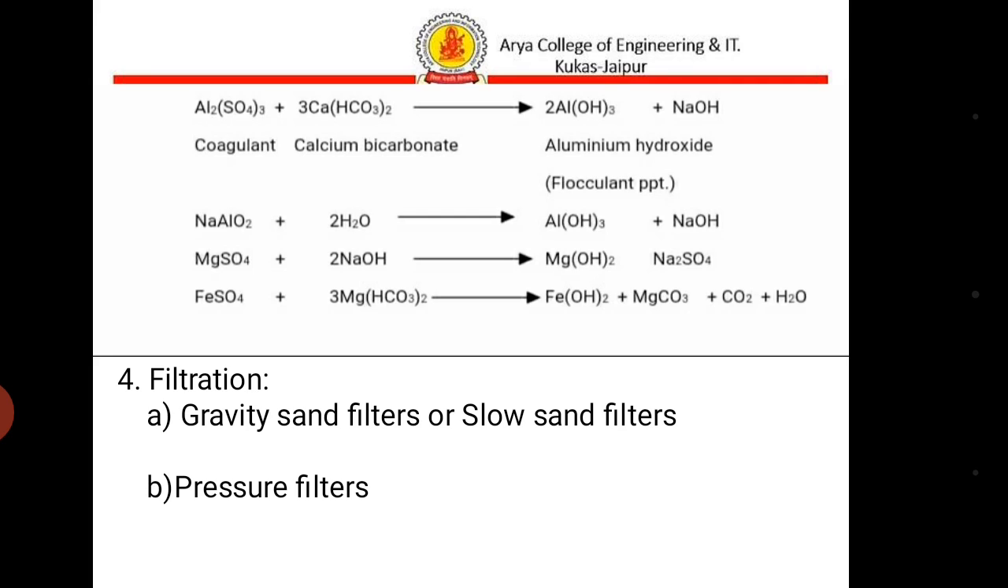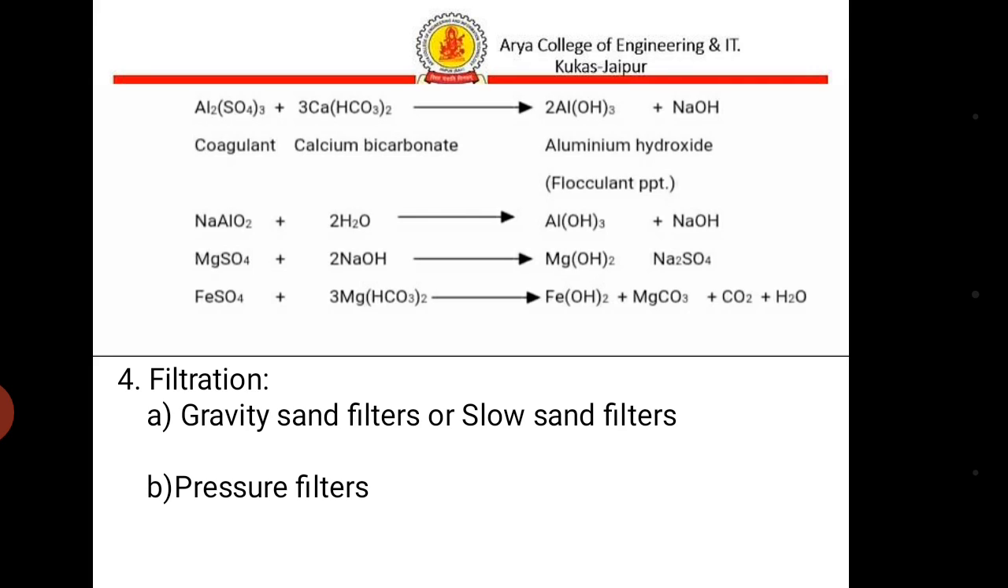Here are some reactions. Potassium alum reacts with calcium bicarbonate to form a precipitate of aluminium hydroxide, which is removed by filtration. Sodium aluminate reacts with water impurities and forms a precipitate of aluminium hydroxide, which is removed by filtration. Magnesium sulfate and ferrous sulfate react with water impurities and form magnesium hydroxide and iron hydroxide, which are removed by filtration.